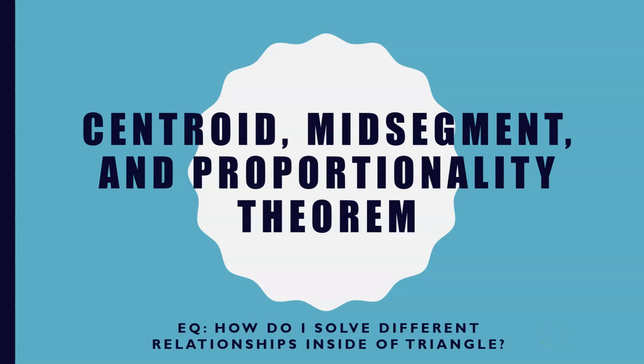So for today's notes, I'm going to talk about the centroid, midsegment, and proportionality theorem. Basically, these are just different properties of triangles. So my essential question is, how do I solve different relationships inside of, let's read, triangles plural.